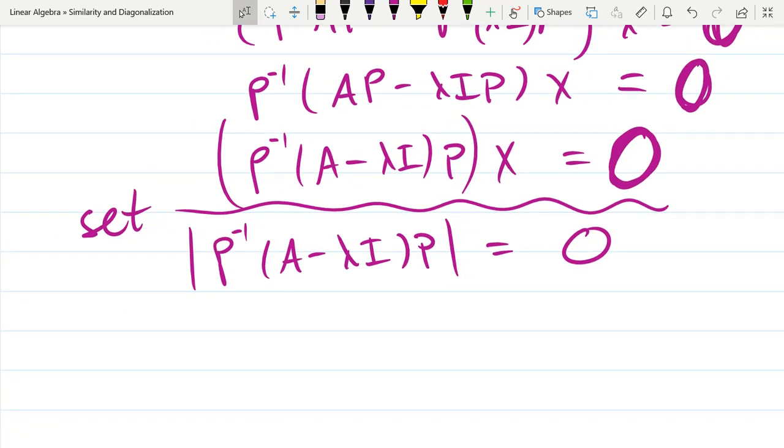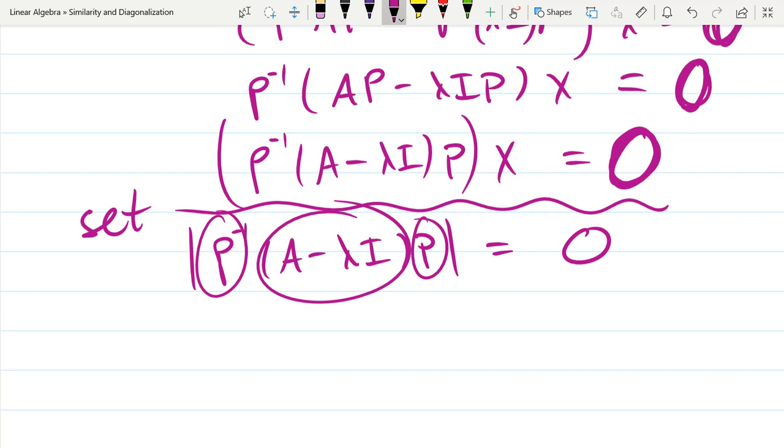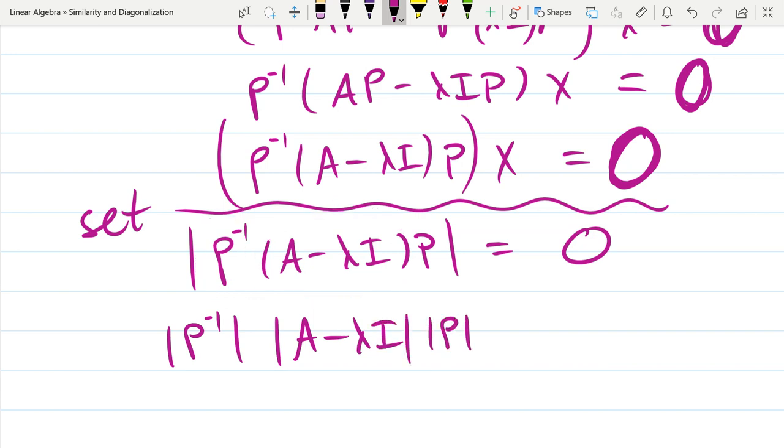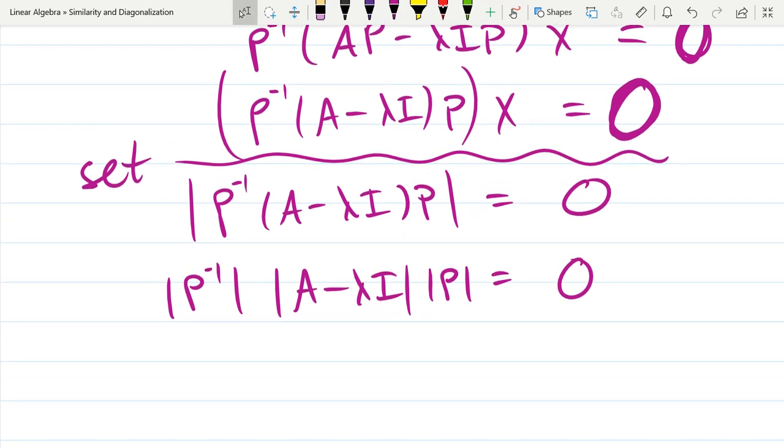Now I'm going to use that the determinant splits across. We're multiplying 1, 2, 3 things together. So I'm going to split the determinant across those three pieces, just like we did before. So we got determinant P inverse times determinant of A minus lambda I times determinant of P still equals 0. All right, how do I know determinant of P is not 0?